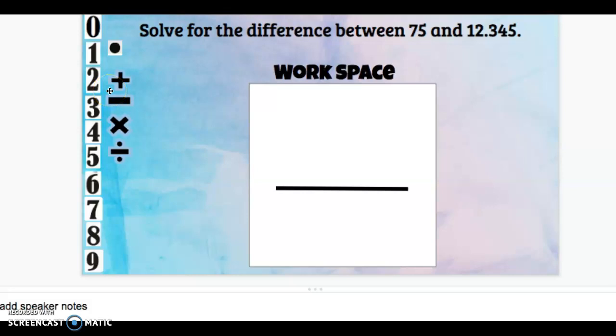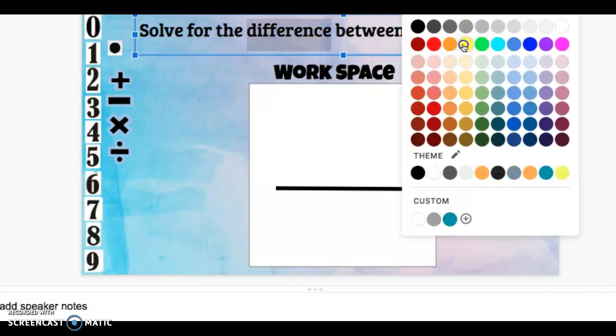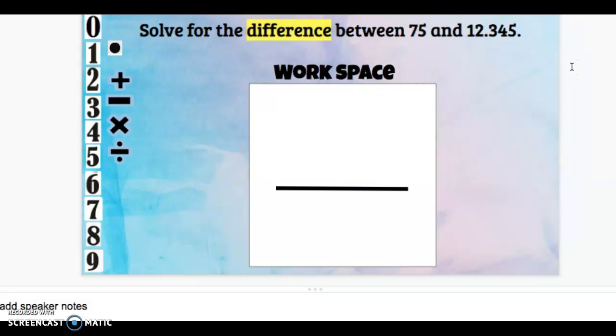All right, so for writing this week, your problem is to solve the difference between 75 and 12 and 345 thousandths. So we know that the word difference, if I were to highlight this, I know that's the answer to a subtraction problem. So when I'm subtracting, I'm going to first line up the digits and the decimal points vertically by their place value with the larger number on top. So that would be 75. So I'm going to put 75 on top.